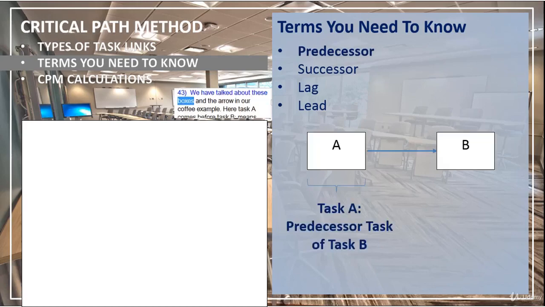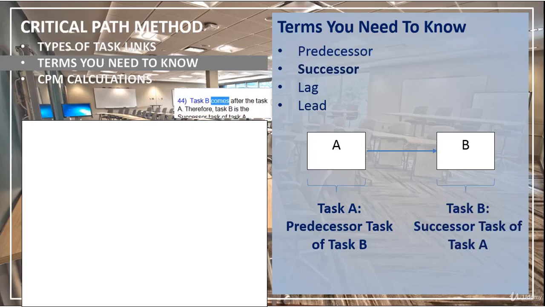We have talked about these boxes and the arrow in our coffee example. Here, task A comes before task B, which means that task A is the predecessor of task B. Task B comes after task A, therefore task B is the successor task of task A. We have already learned what this representation means in the previous lecture. Task B will start after task A is completed.